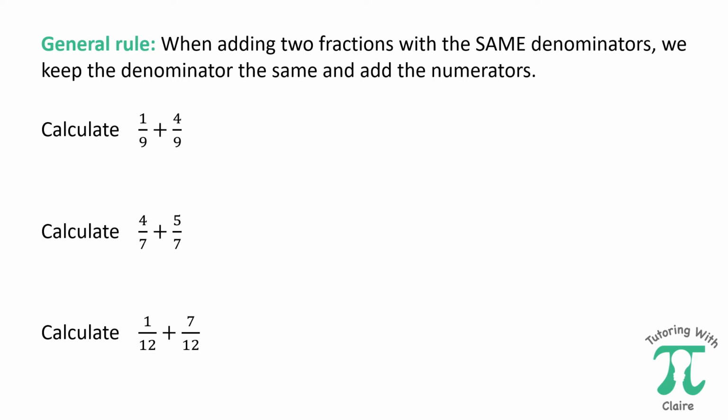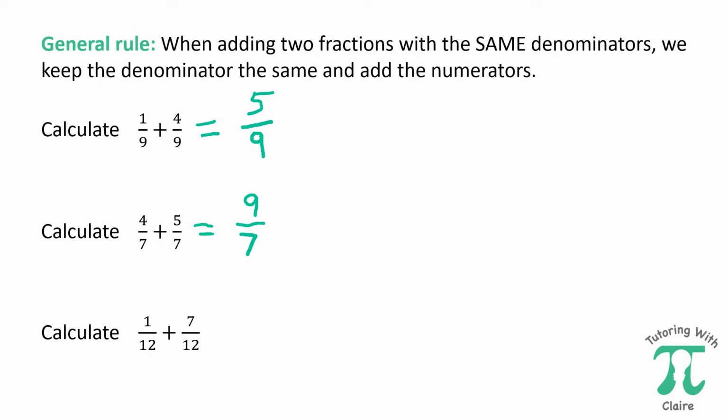Here are some examples for you to try. Feel free to pause the video here and have a go. I'm going to go through them now. So the first one, 1/9 plus 4/9, we keep the denominator the same, so the denominator is 9 and 1 plus 4 is 5. The second one, keep the denominator as 7, 4 plus 5 is 9. Notice that this is a top-heavy fraction, so the numerator is greater than the denominator, but that's fine.